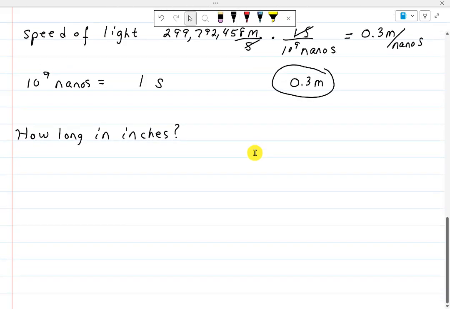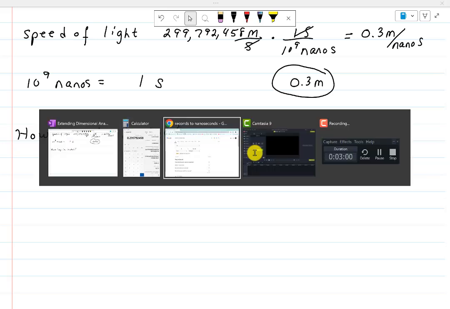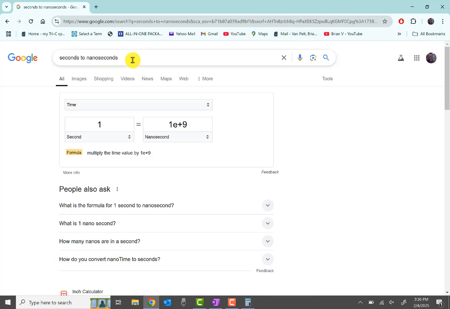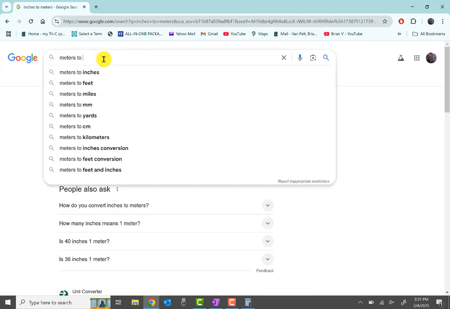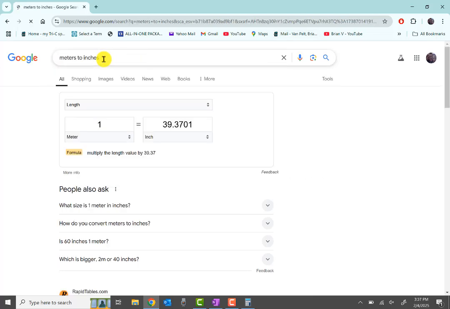So we want to convert meters to inches. Let's go ahead and find the computation for that. So here, 1 meter is 39.3701 inches.